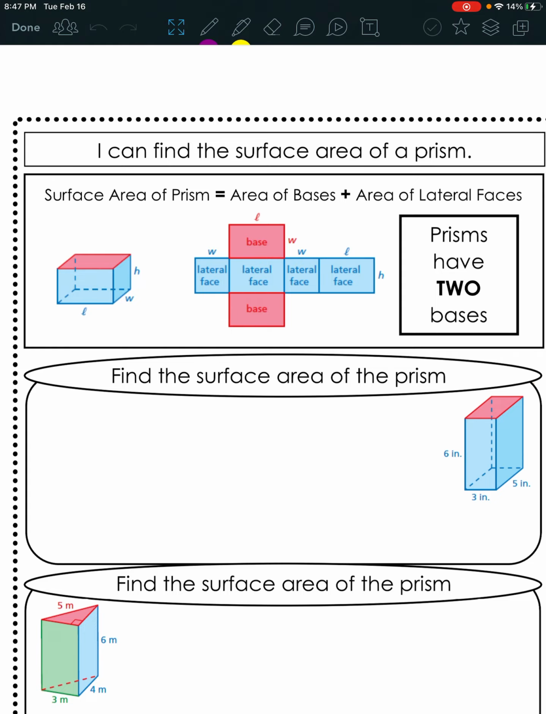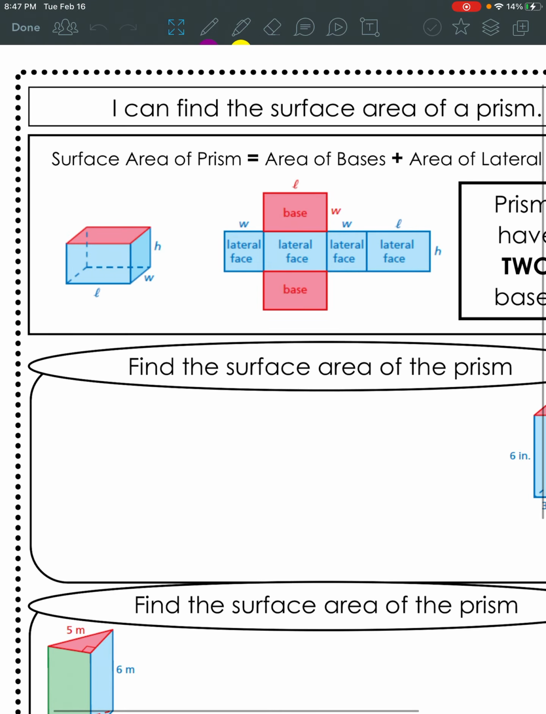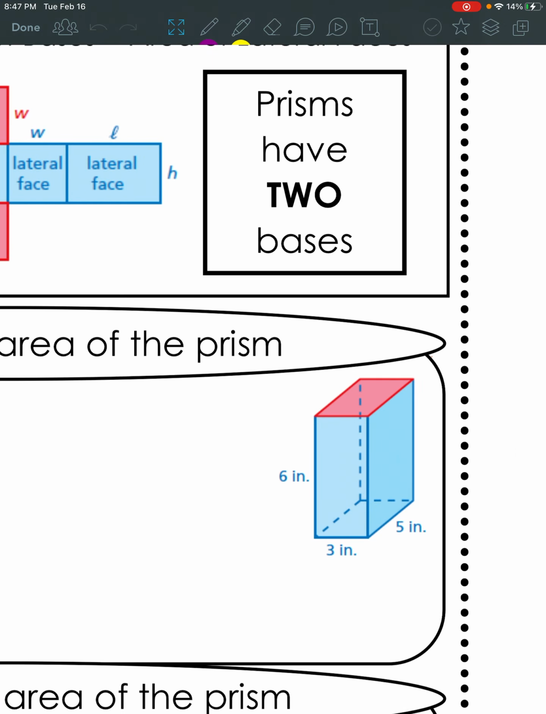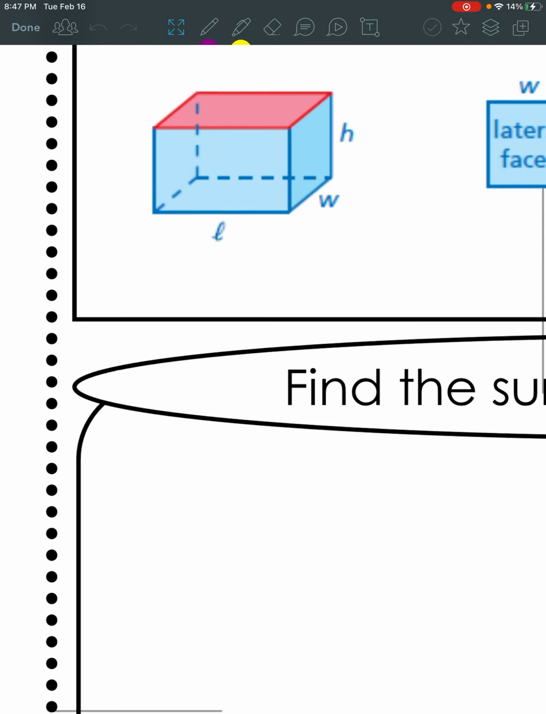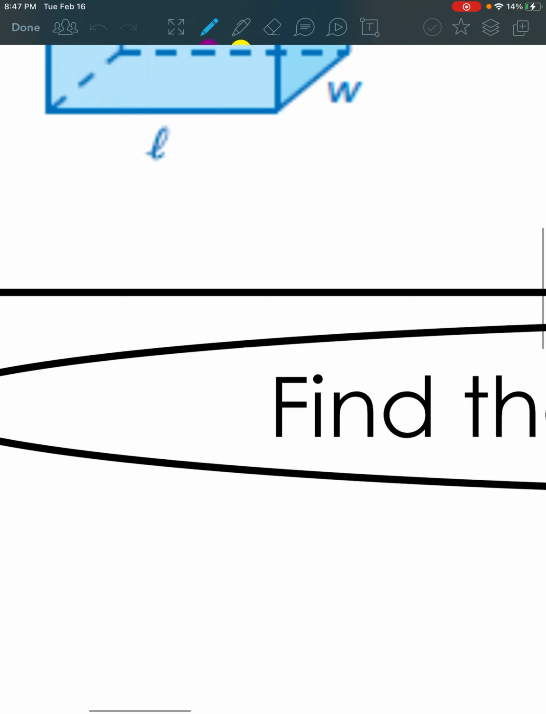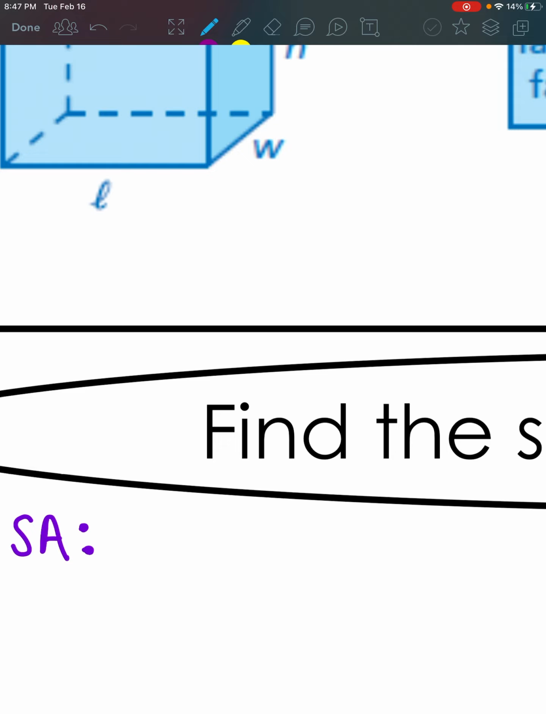So we could take a net and find the area of each one of those faces and add them all together. And there's also a formula we could use for rectangular prisms. I'm going to show you the formula, but I'm also going to remind you that if you don't remember the surface area formula for a prism, then you just find the area of all the surfaces and add them up, all the faces.